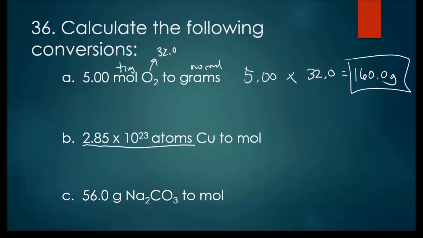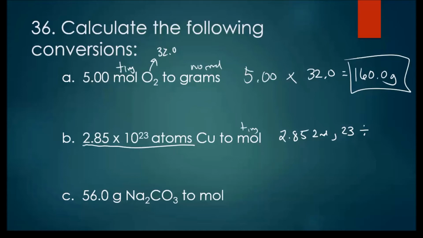Big number! And it's going down to mole, which is tiny. Okay, so we're going to have to make a big number become tiny. Do we multiply or divide? Divide. All right, let's set it up. 2.85 second comma 23 divided by. Okay, how do we make a huge number become tiny?